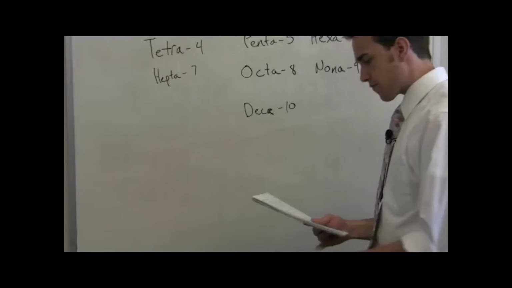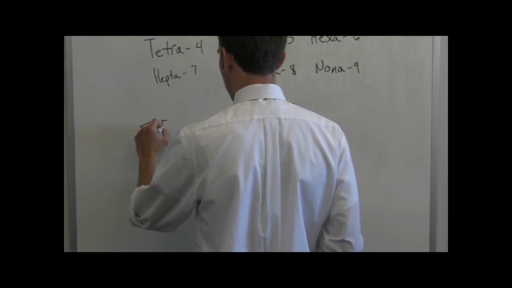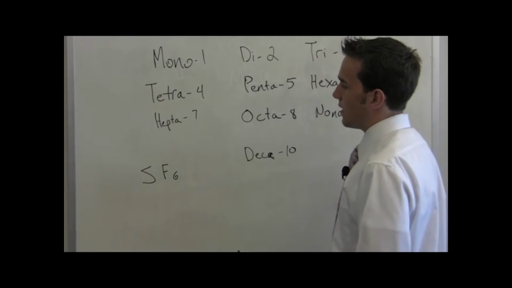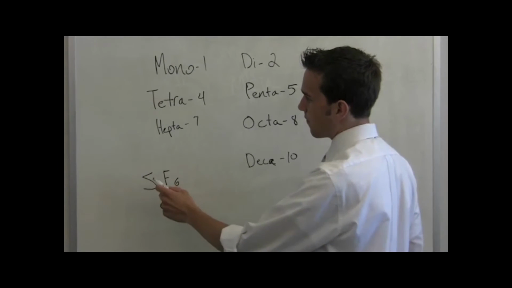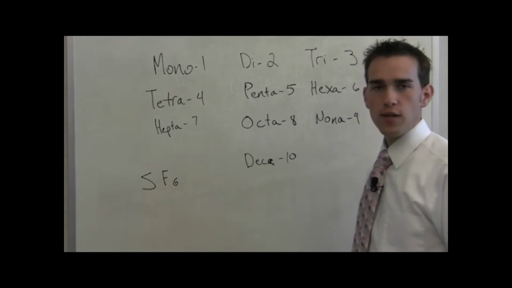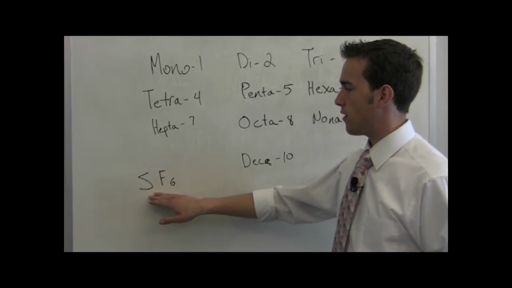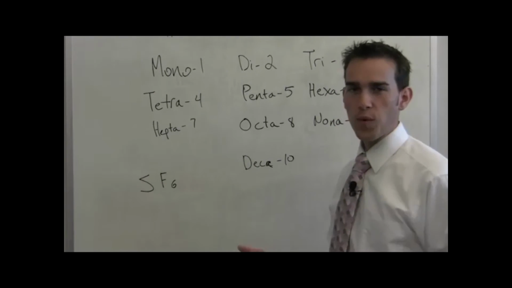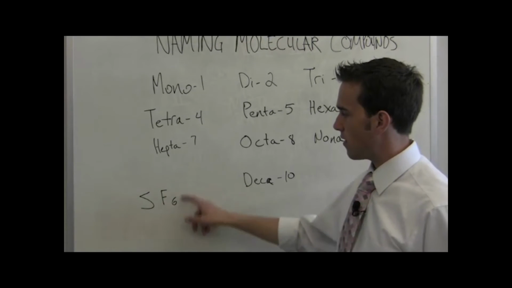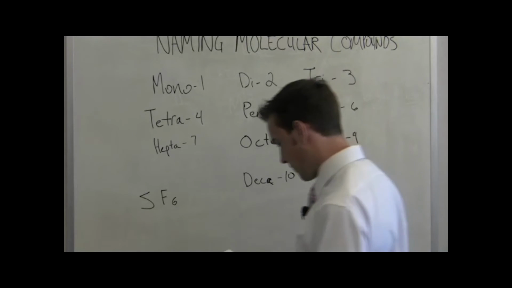Another example would be if we had SF6. Now it's important to realize even though there's only 1 sulfur, we won't use the prefix mono. Usually, well, almost always, the first nonmetal in a molecular compound, if there's only 1, we won't use mono. But if there's only 1 of the second in the formula, we will use mono. Just one of those silly little rules.